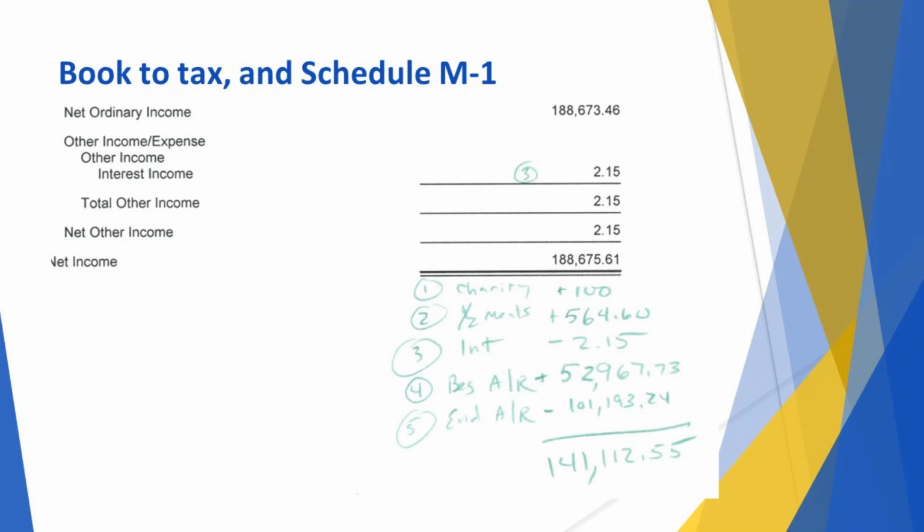You can verify the revenue amount by adding all of their deposits on the bank statements. Our income per books is $188,676, and our taxable income is going to be $141,113. Hopefully you can see the notations written in green.